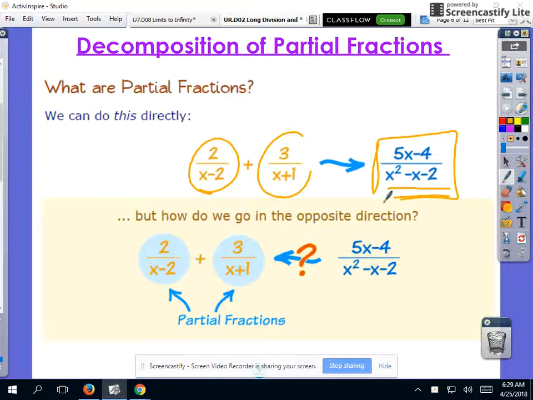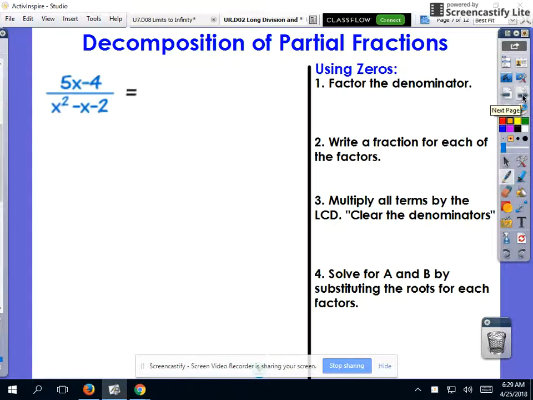Now, a big rule is that the denominator has to factor. So if the denominator doesn't factor, you're not going to be able to break it up the way that we would like. Let's go ahead and take a look at a type of question. So this is the same problem. The process has a few steps for us to work through.